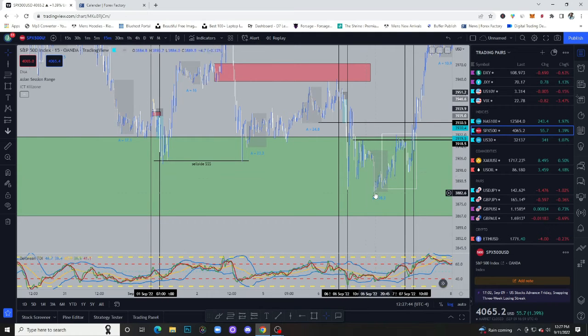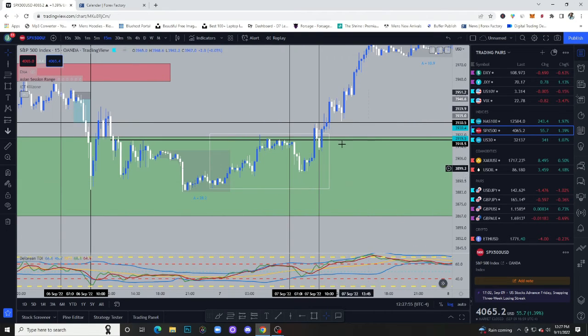Right, it came down and tested the area again, but this is still relatively 20 pips. And as you can see, price rallied up and took off from here. And this is that same dealing range that we looked at on the hourly time frame.